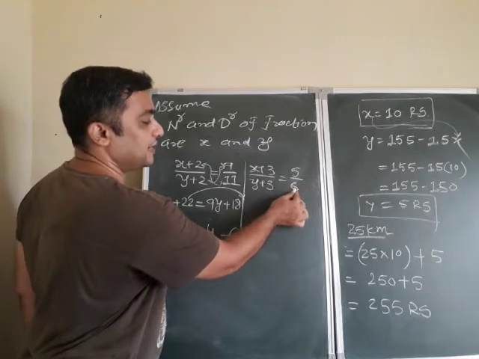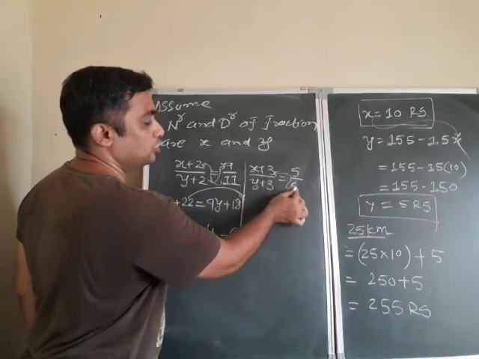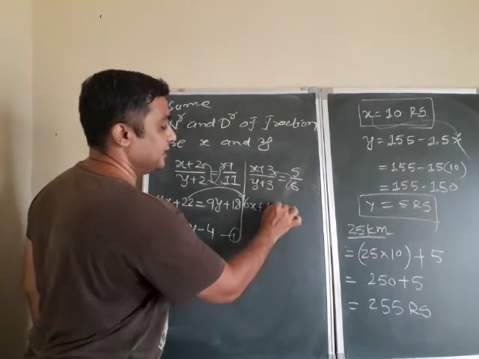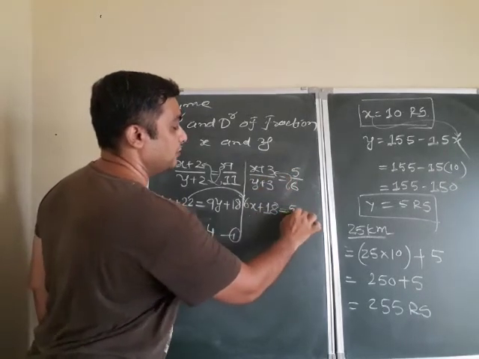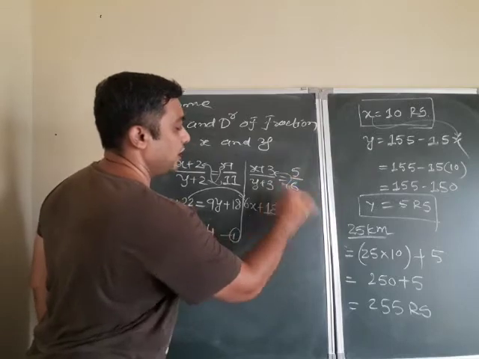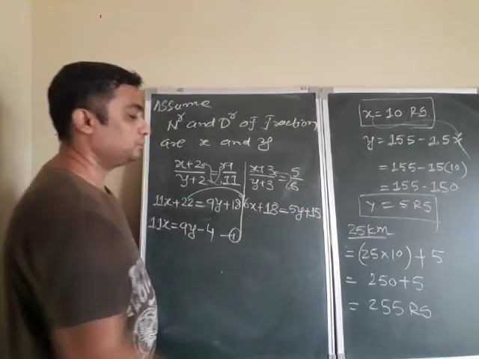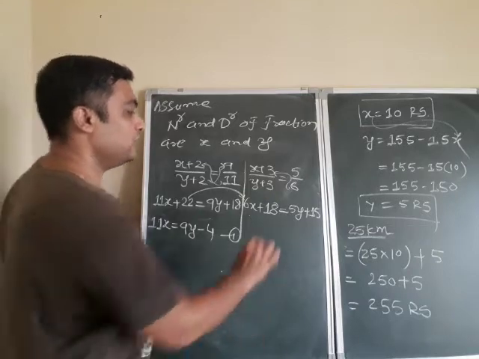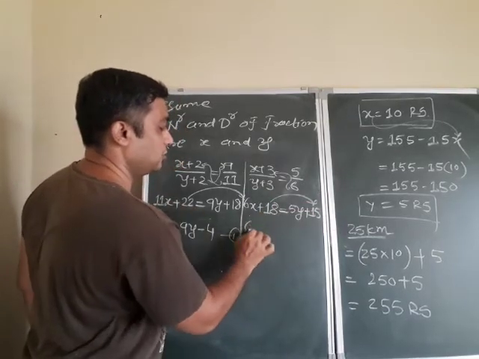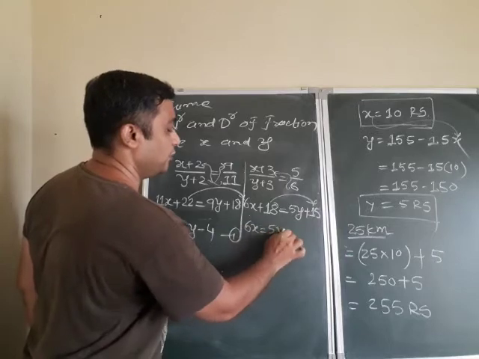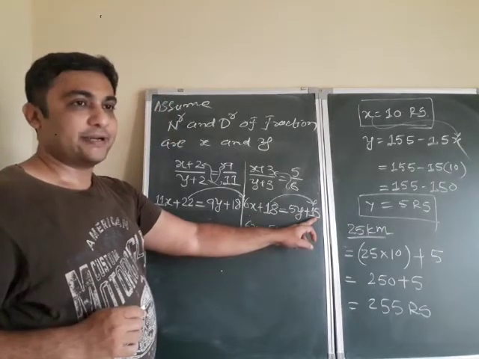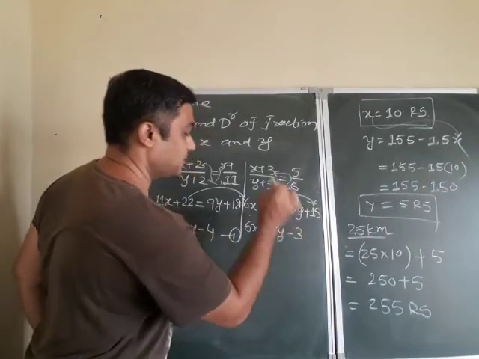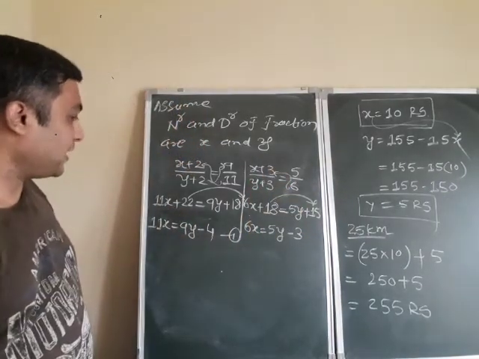Now let's do the second one. Cross multiplication: 6 into x, so that is 6x plus 6 into 3, that is 18, is equal to 5 into y, that is 5y plus 5 threes are 15. Now this plus 18 you can take on this side. So 6x is equal to 5y plus 15 minus 18. 15 minus 18 makes minus 3. So 6x is equal to 5y minus 3.